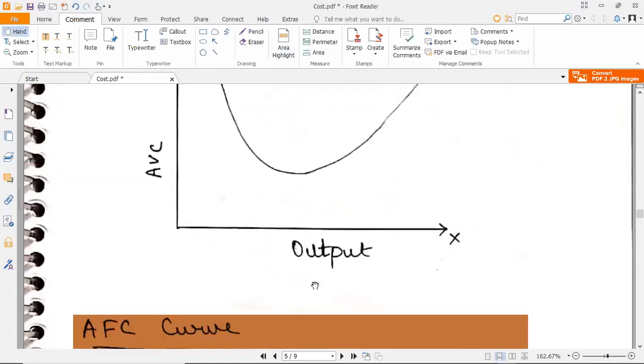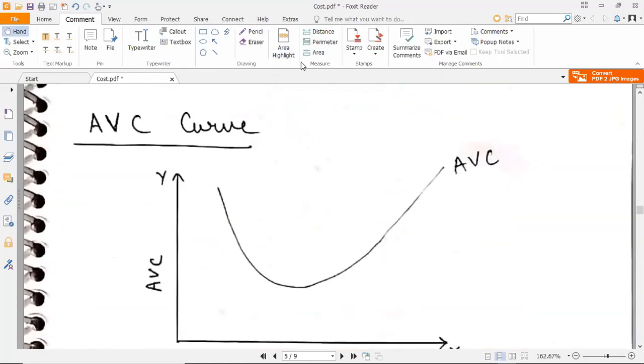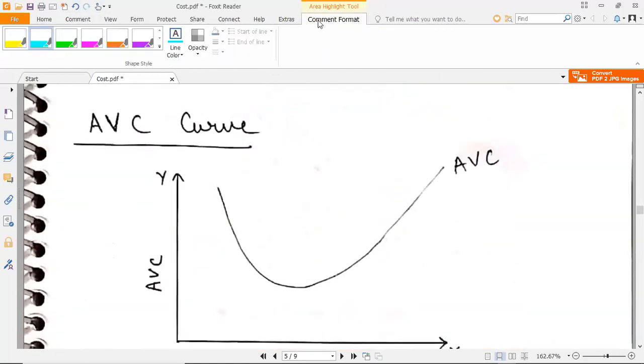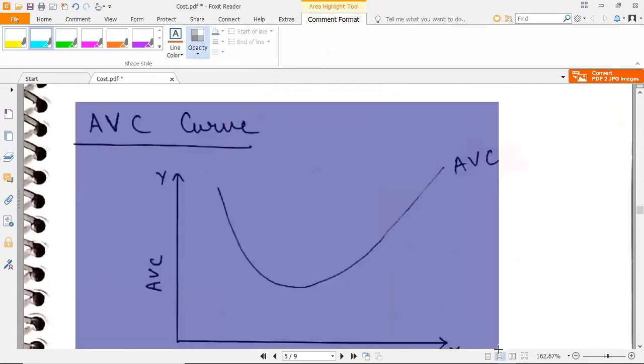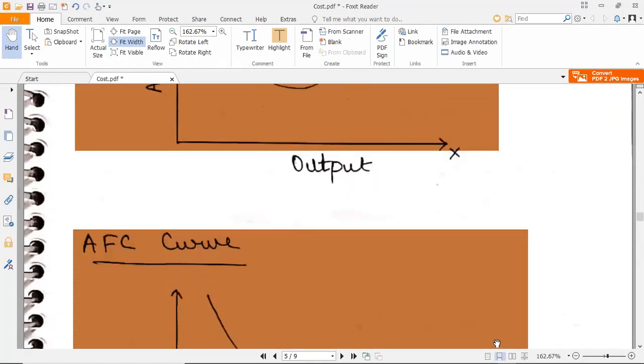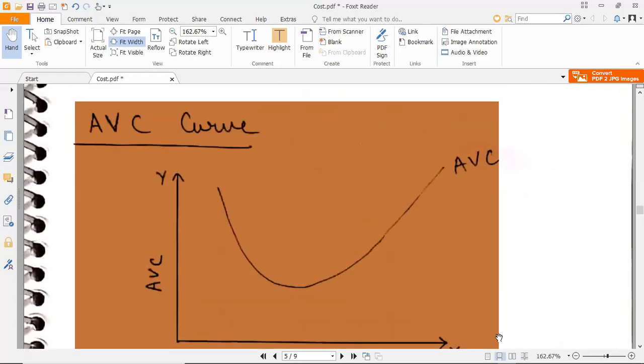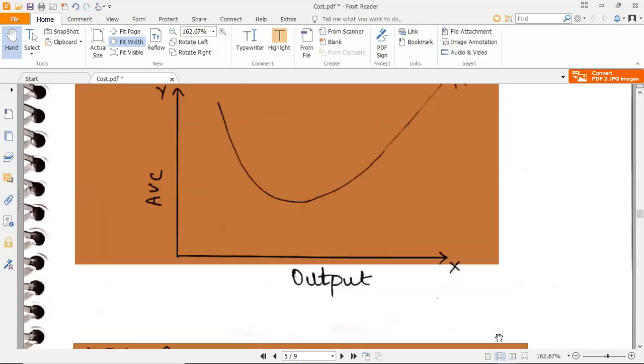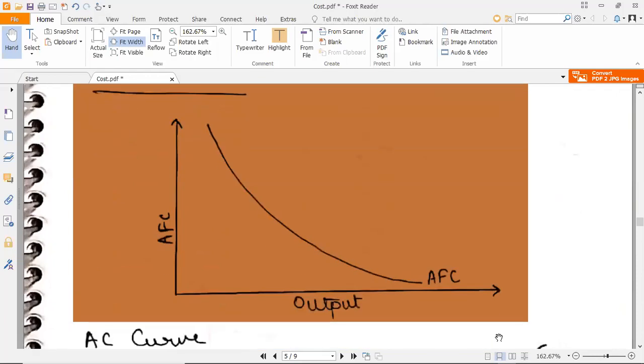Now, this is how the shape of AVC looks like. It is a U shaped curve. We can easily see in the diagram that it is first going down and then gradually rising. That makes it a U shaped curve. So this is how the AVC curve looks like. And this is how the average fixed cost curve looks like.